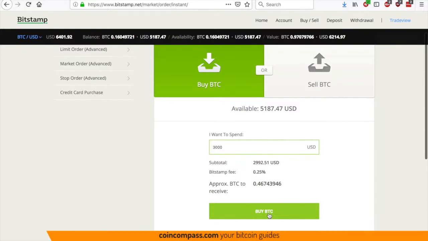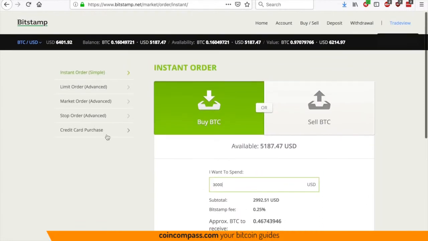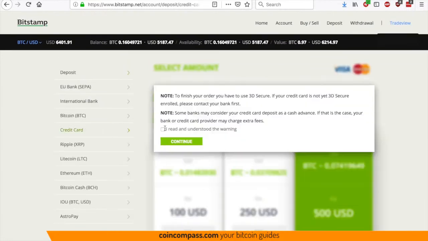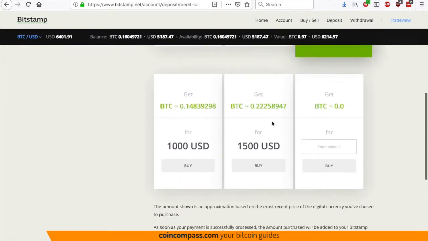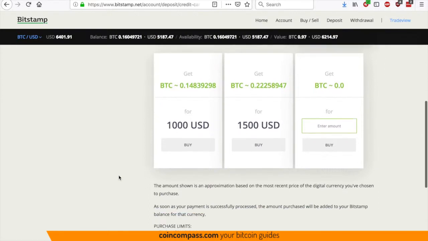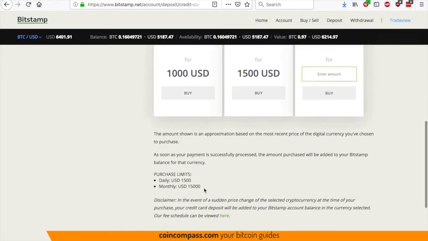If you don't have funds in your Bitstamp account, we're going to use a credit card. So go to credit card, the pop-up warning there, please read that. And if you scroll down, you see the different options that are already pre-selected, how many various amounts of Bitcoin you can buy. So one thing you want to be aware of is that there is a daily limit on credit card purchases on Bitstamp. That's $1,500 a day and no more than $15,000 per month.